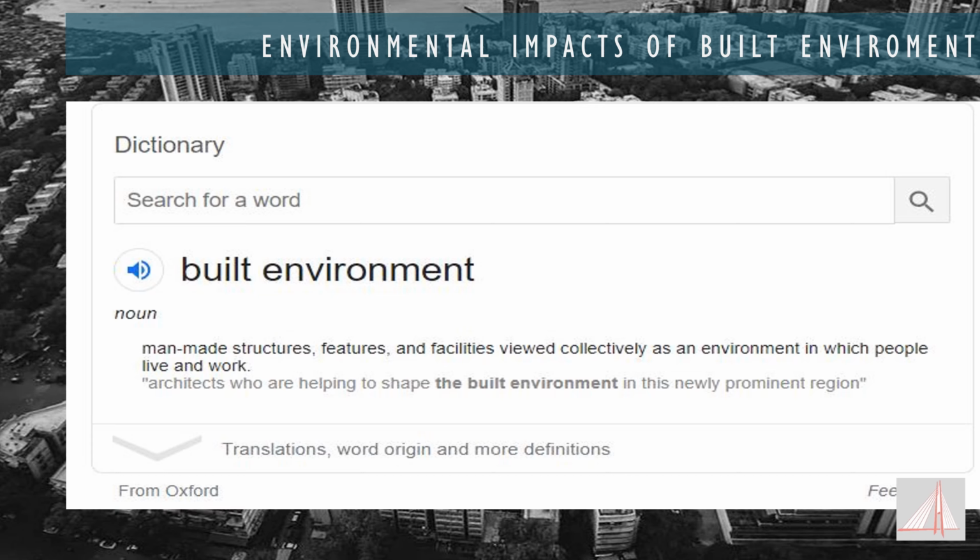which means the term built environment or built world refers to the human-made environment that provides the setting for human activity, ranging in scale from buildings to parks. It has been defined as the human-made space in which people live, work, and recreate on a day-to-day basis. So let us further understand how it impacts our environment.